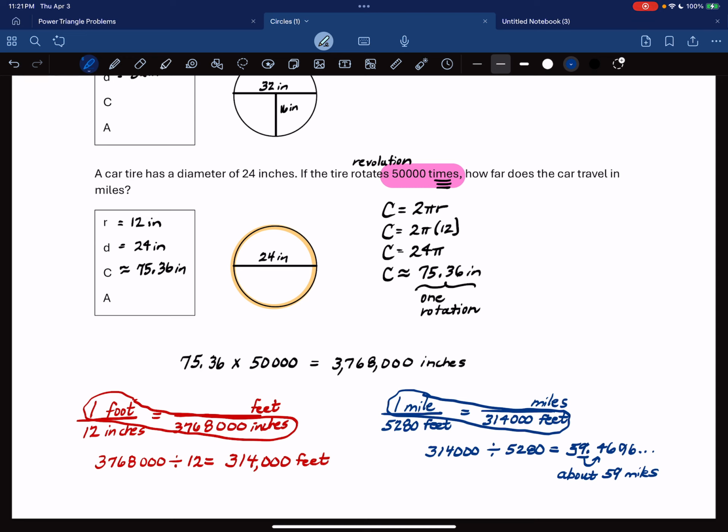Or you could say 59.5. That's probably a little bit better answer. But I wouldn't worry about rounding. I think if you go to the tenths, you're going to be okay. But it is approximate because I had to round. So those 50,000 revolutions of that tire would make the car move 59.5 miles approximately.